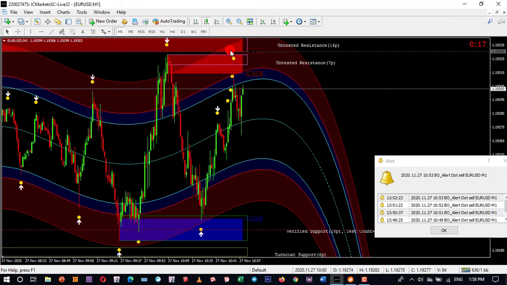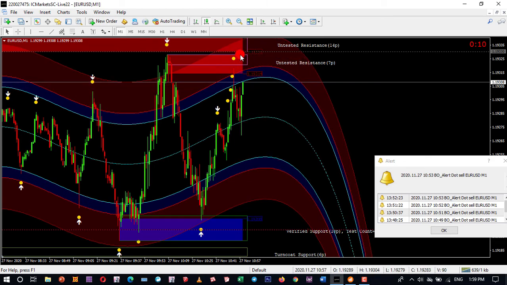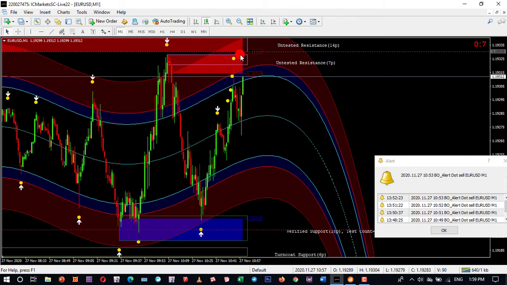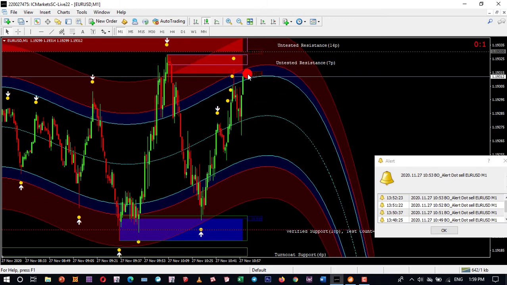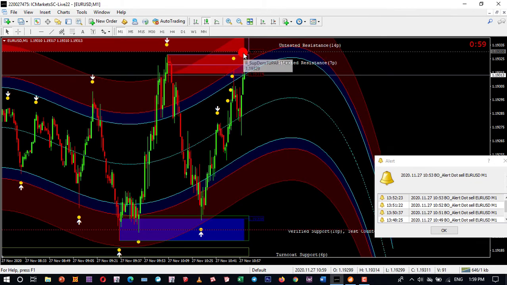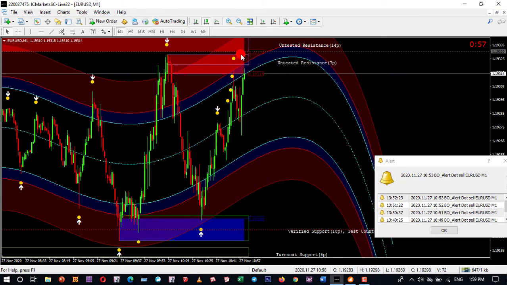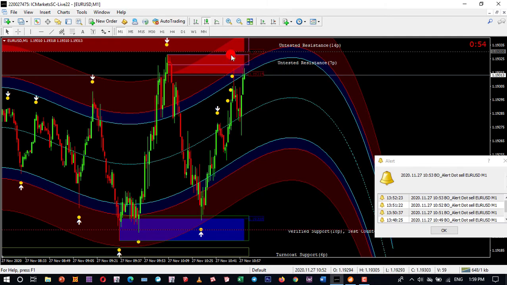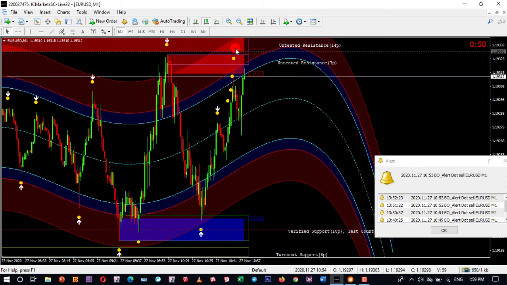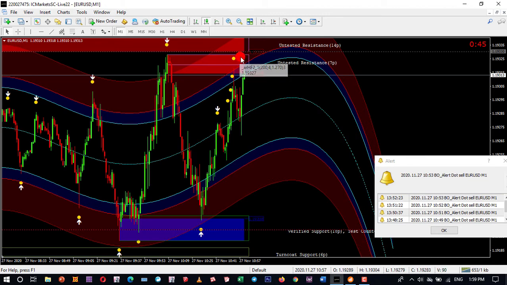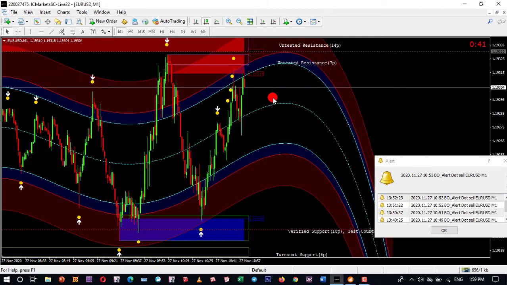So we will find the opportunity next at this level to place a sell option. If this candle closes above this support level, it means that they will break this support and then we will find opportunity on this level. If there is a rejection from this support, it means that the trend will be a downward trend.